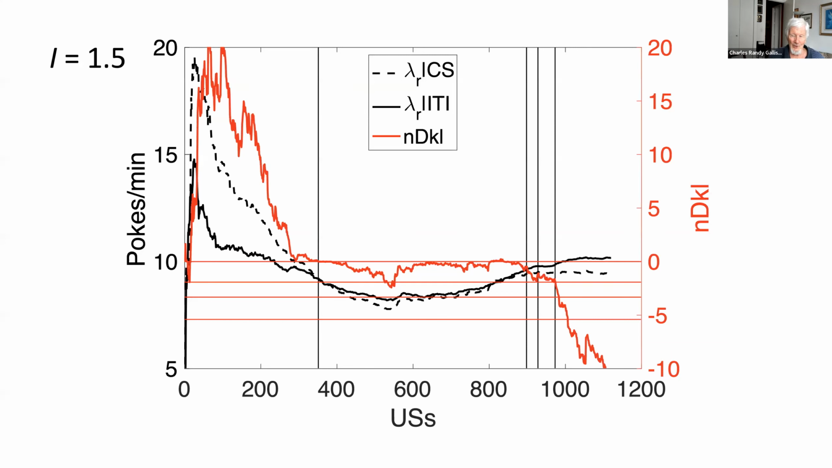What actually happens in so-called inhibitory conditioning is not that the average response rate during the CS goes down, it's rather that the response rate during the ITI goes up. And you'll see, I think, the same thing.